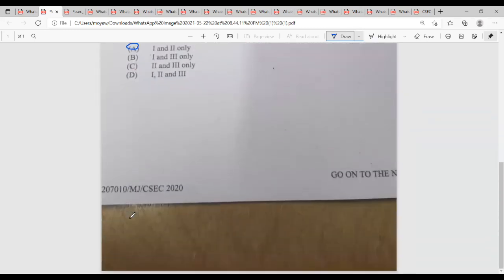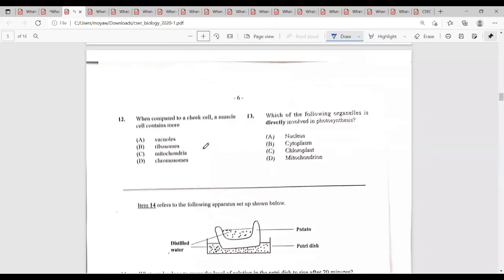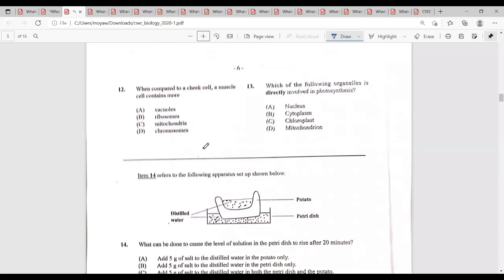Moving on to question 12. When compared to a cheek cell, a muscle cell contains more. So this is a question that is repeated all the time: more mitochondria. So question 13, sorry for your eyes being dazzled, but which of the following organelles is directly involved in photosynthesis? So we have A, nucleus, B, cytoplasm, C, chloroplast, D, mitochondrion. So the one that is directly involved is definitely the chloroplast.